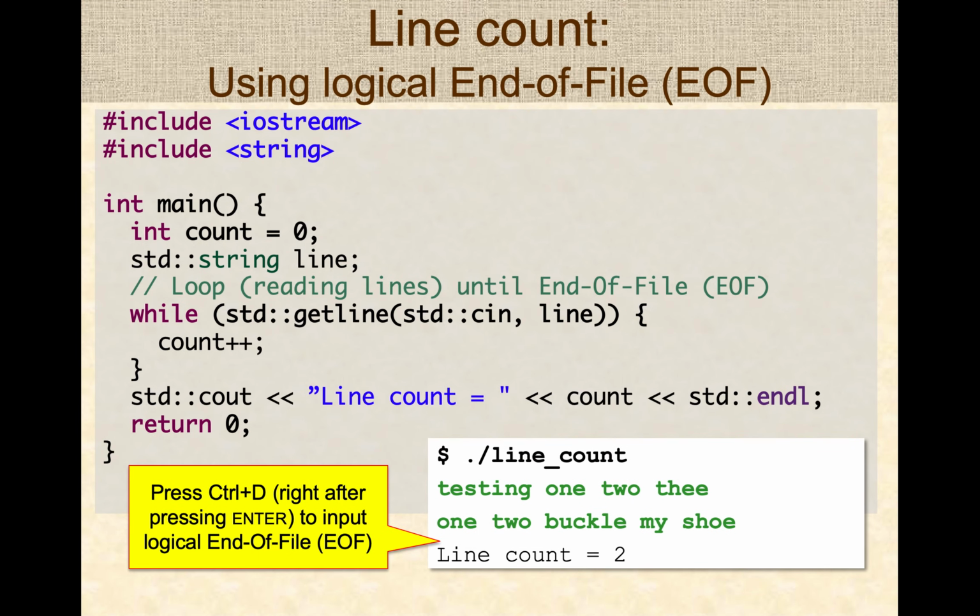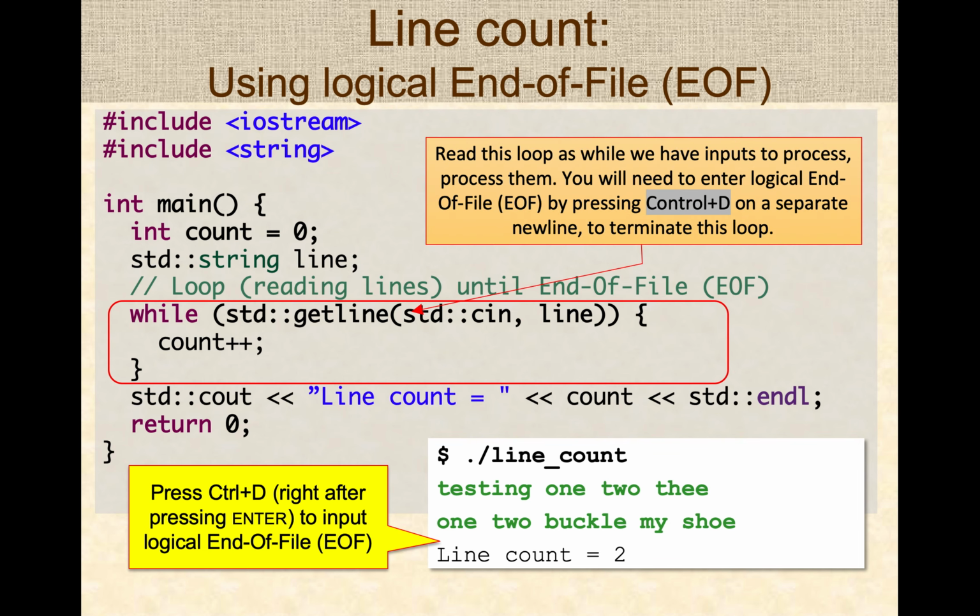Now let's use that concept again to count the number of lines of input a user is entering. This program is very straightforward. It has a count variable. We keep incrementing the count as long as you have a line to read, and we print the output. So here, this while loop is the one that does the work. Again, you read this while loop as long as we have inputs to process, keep processing them.